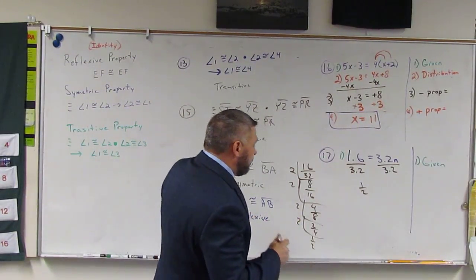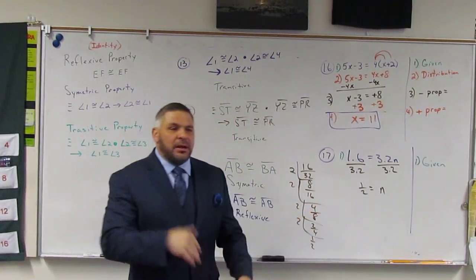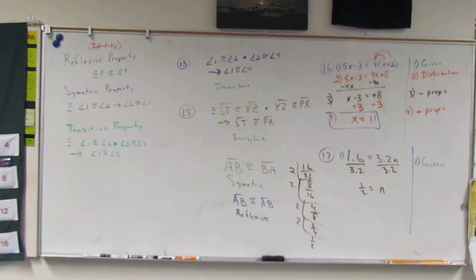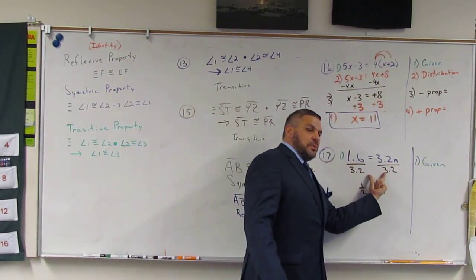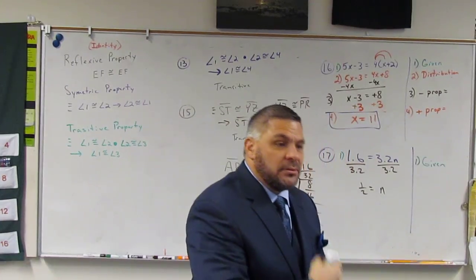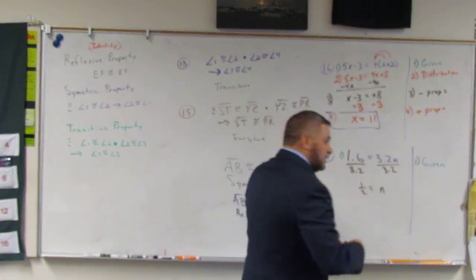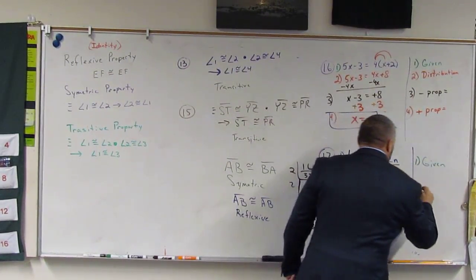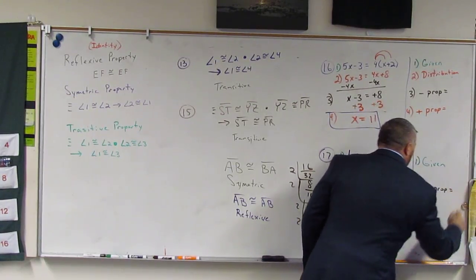So Mateus, I got 1/2 equals n. Give me the rule that we use to get there. What did you do? Santa, what did he do? Divided, right? So what's it called? Division property of equality. There you go. Nice help. I like it. Thank you. All right.